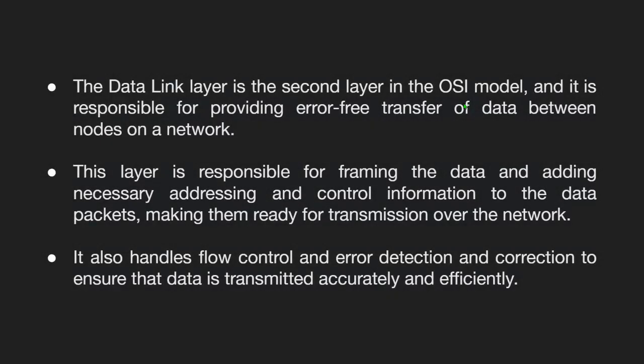The next layer is the data link layer. The data link layer is the second layer in the OSI model, and it is responsible for providing error-free transfer of data between the nodes of the network.